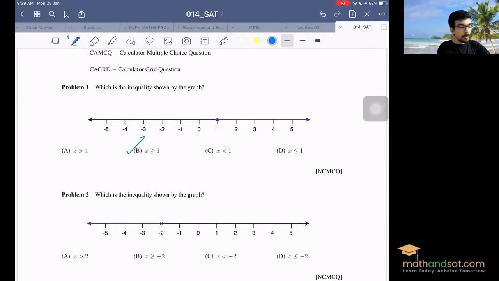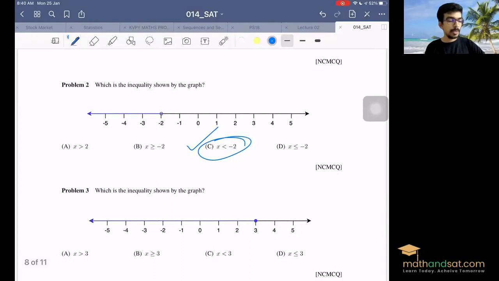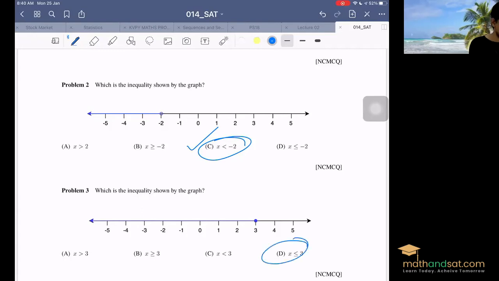So you have minus 2, and then you have all the numbers to the left of minus 2. So minus 2 and numbers lesser than minus 2, but minus 2 is not included. So what is the answer here? Yeah, it is going to be C. Yes, cool. What about this one? We have 3 included and all numbers to the left of 3, right? So x less than or equal to 3 is the solution.